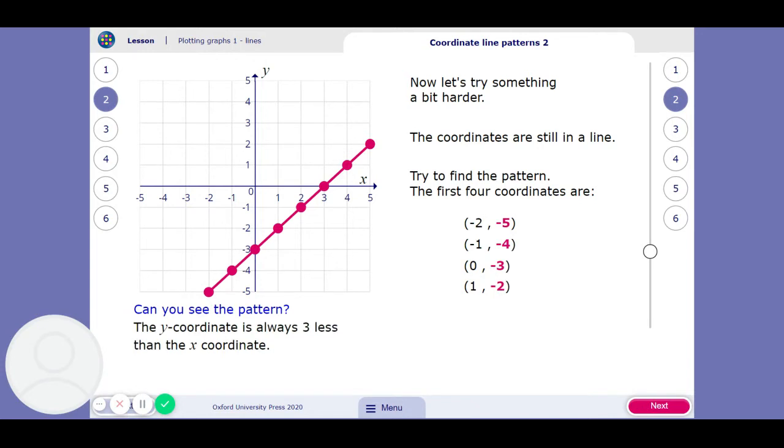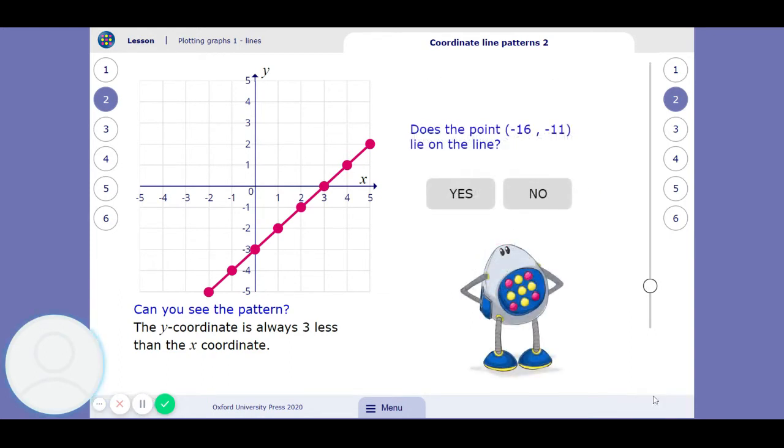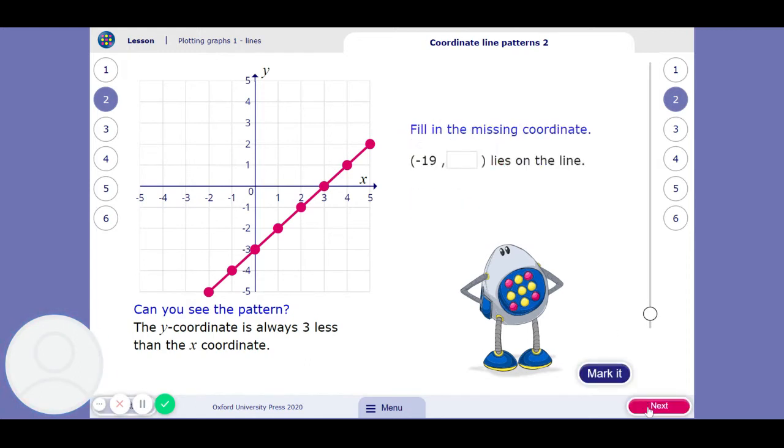And that's the pattern in this case. So to get y, it's the x coordinate, take away 3. So the equation for this one would be y equals x minus 3. Okay, so does the point -16, -11 lie on the line? So take the -16, take away 3, you get -19. So no, it's not. And -19, take away 3, I'm going to get down to -22.